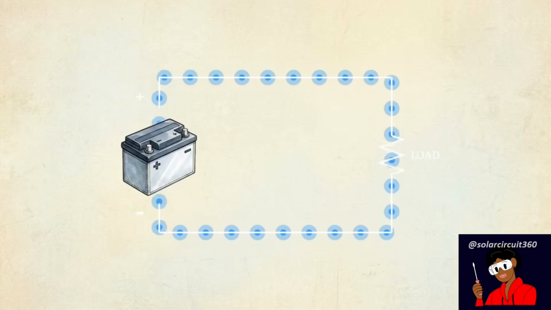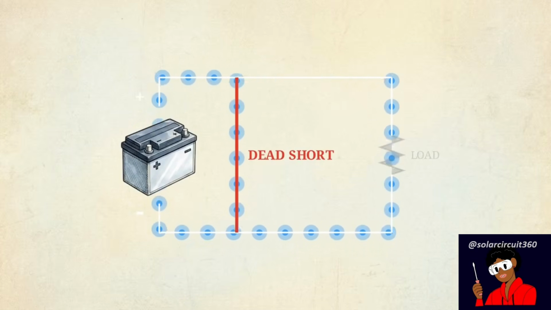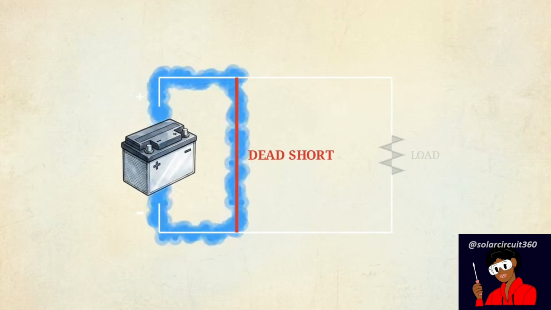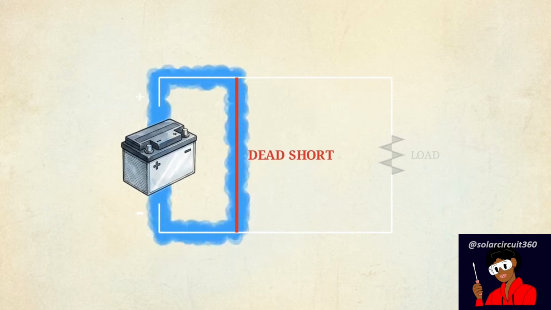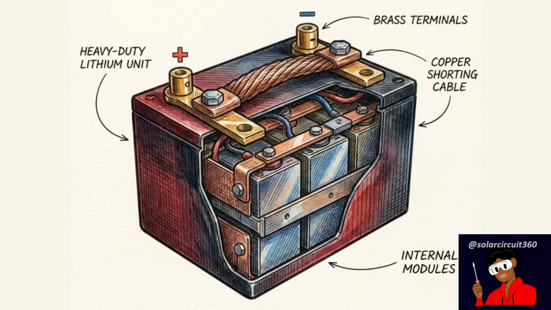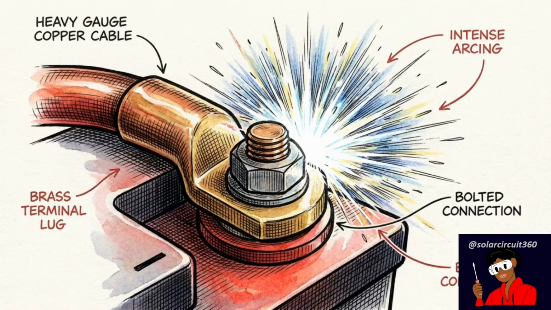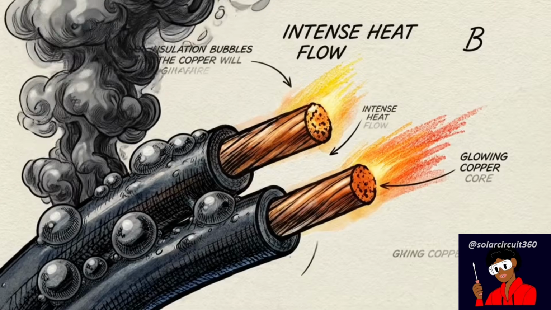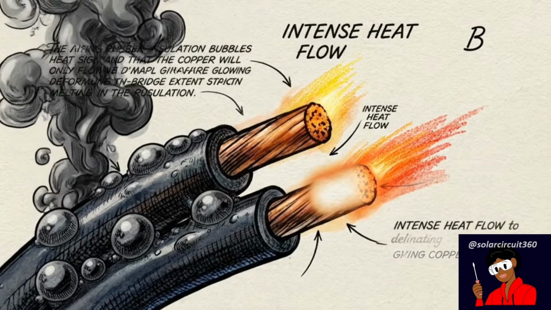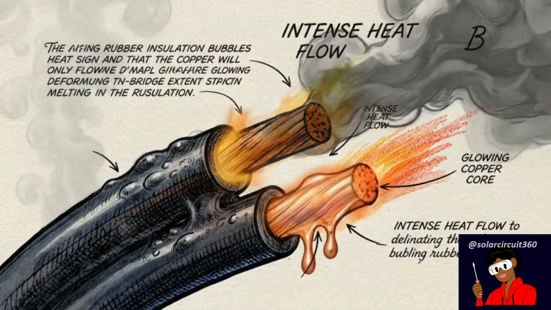In standard electrical theory, a dead short is a fault state where resistance approaches zero, creating an unobstructed path for electrical current. When a high-capacity voltage source, like a lithium battery, is shorted, it attempts to push massive amounts of current through that zero-resistance path. Without any resistance to limit the flow, the copper conductors rapidly heat and melt.